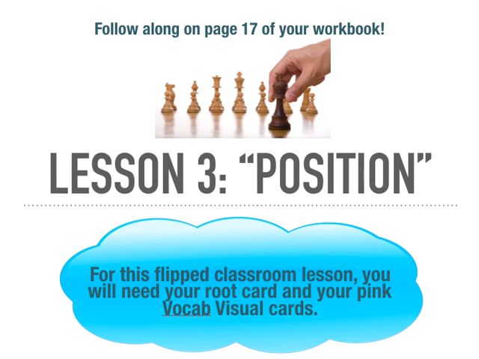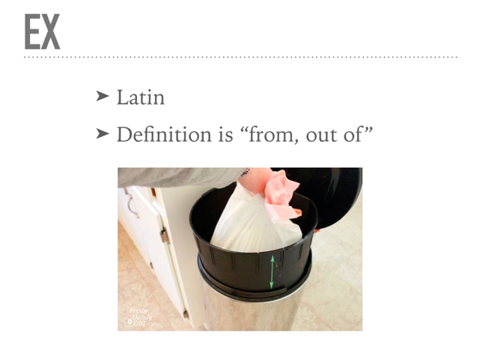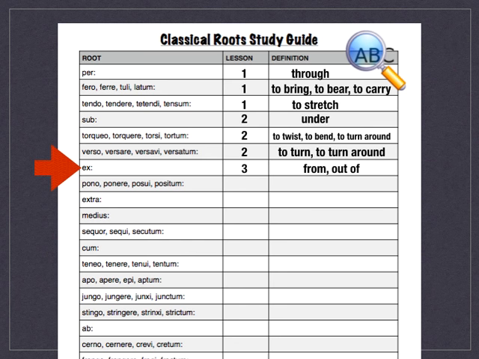The first root that we're learning is X. X means from or out of. Make sure you add X to your vocab root card. It should be the next one on the list. This is lesson 3. And again, X means from or out of.